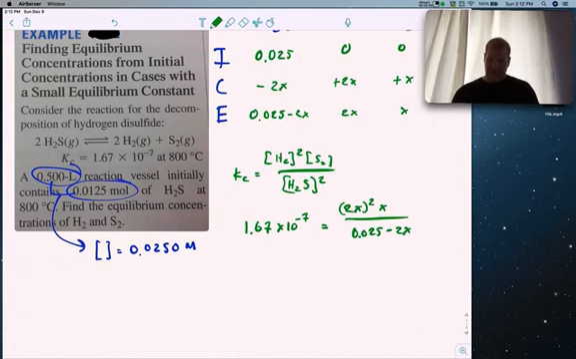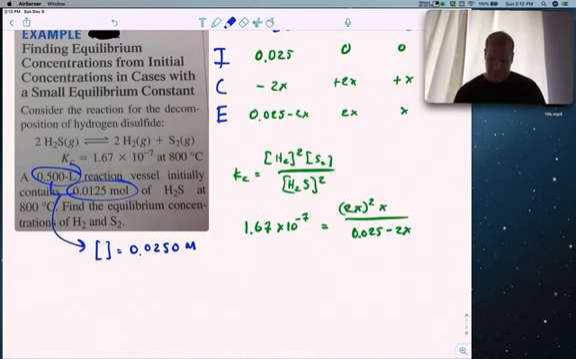Okay, so there's a trick here. This looks horrible, doesn't it? Now we have a cubic. Oh, so it's going to be 4x cubed on top. This is going to be horrible, but we can do an approximation. So we can ignore this 2x here.